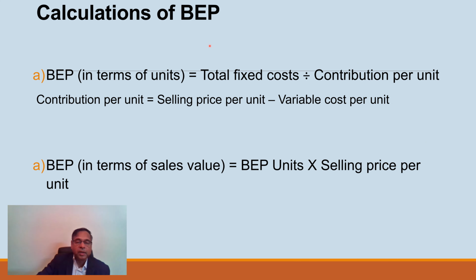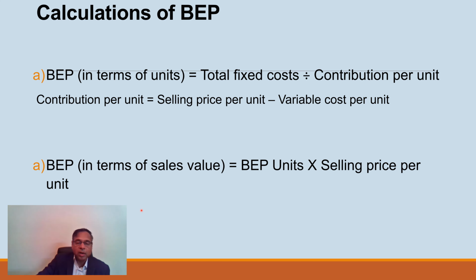Now let us see the calculations of break-even point. The break-even point can be calculated in terms of units or in terms of sales value. If you want to calculate break-even point in terms of units, let us see the formula. The break-even point in terms of units is equal to total fixed cost divided by contribution per unit. The contribution per unit can be calculated by taking selling price per unit and deducting the variable cost per unit.